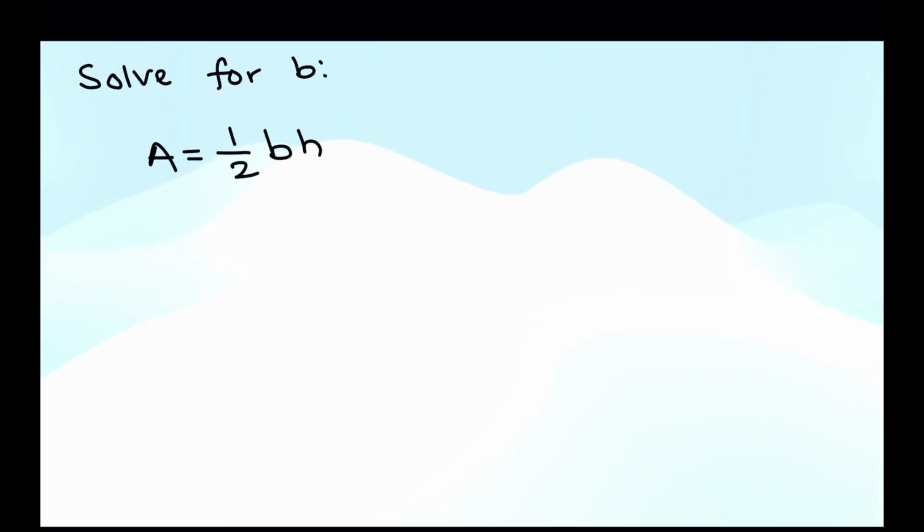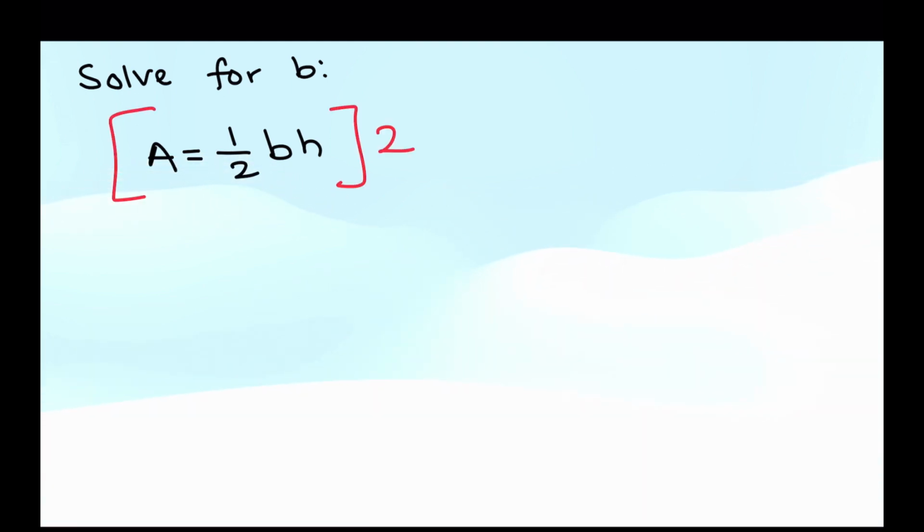Solve for b, and we have the formula a equals 1/2 b times h. So we're trying to get b by itself, so we're going to have to get rid of the 1/2 and the h. Thinking back to when we worked with equations with fractions, the first step was to clear the fraction, and we can actually use that trick here. If we want to get rid of that 1/2, we can multiply both sides by my least common denominator. In this case, that would just be 2.